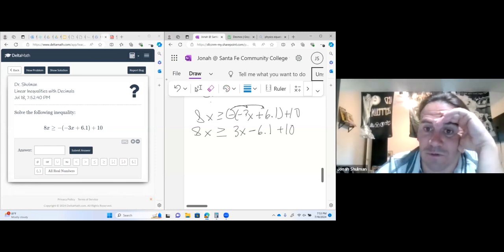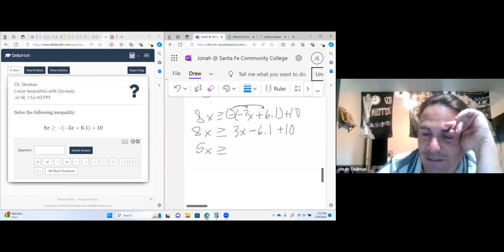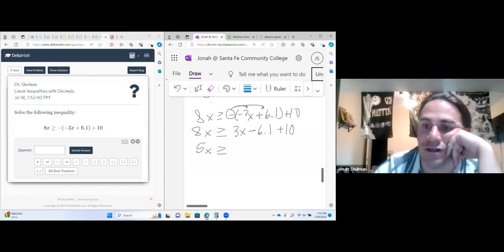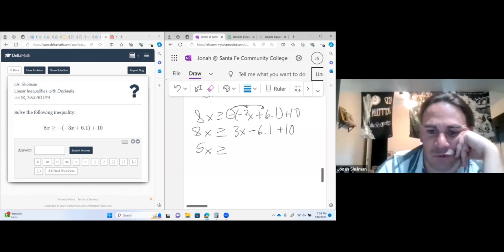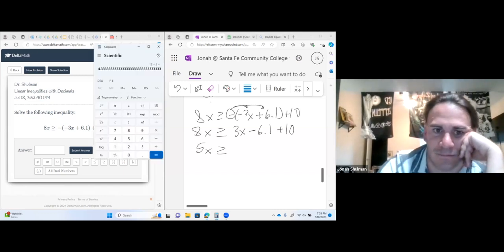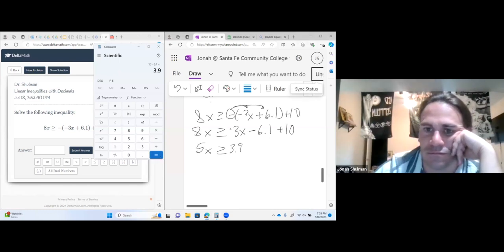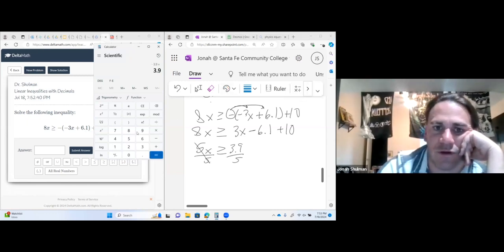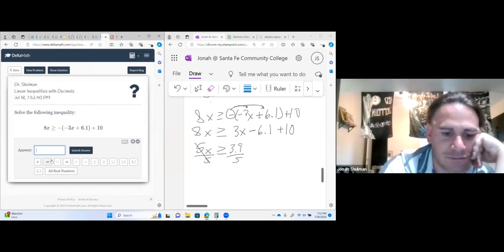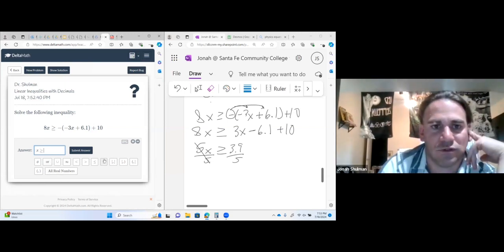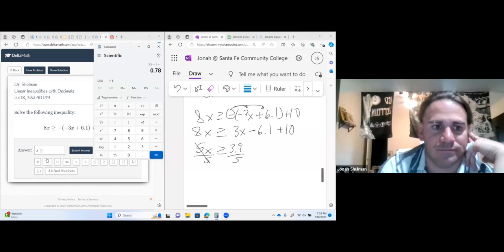I'm going to subtract 3x from both sides, so that's 5x. And this is going to be 10 and negative 6.1 together. I believe that's got to be 3.9. I don't want to make any more mistakes. It's just 3.9 divided by 5, and we have our final answer, which is 0.78. X is greater than or equal to 0.78.